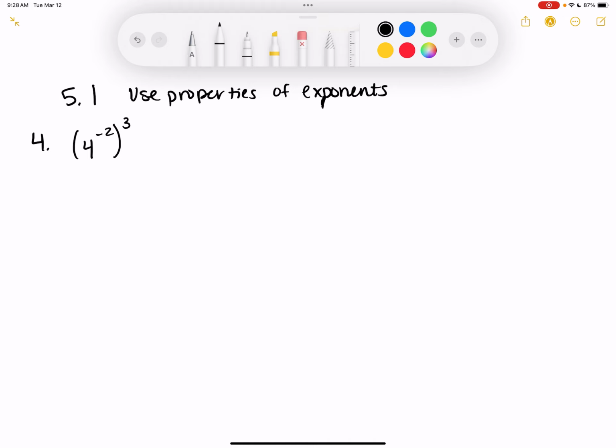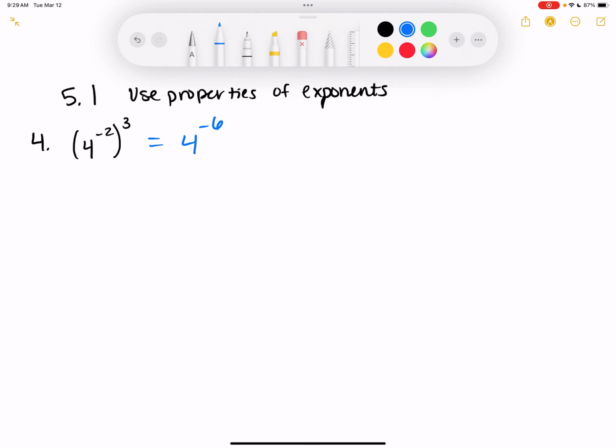So with these, it doesn't really matter which order we do things in. If you wanted to get rid of the negative exponent first and then cube the whole thing, you can. But I usually will do the power to the power first. And so what does that rule tell me that I do? Multiply them. So this is going to become 4 to the negative 6.